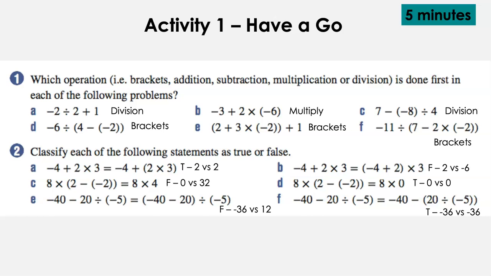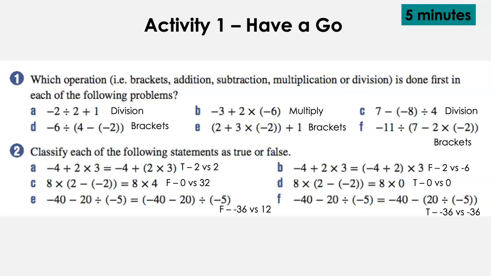Question 2, a little bit trickier. You had to apply your BIMDAS skills. So A is true, because you end up with 2 and 2. B is false, because on the left side you end up with 2, but on the right side you end up with -6. -4 plus 2 is -2, times 3 is -6.